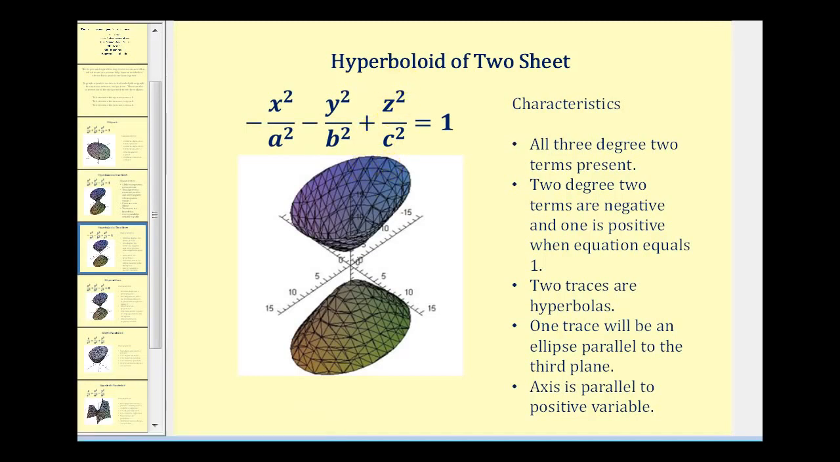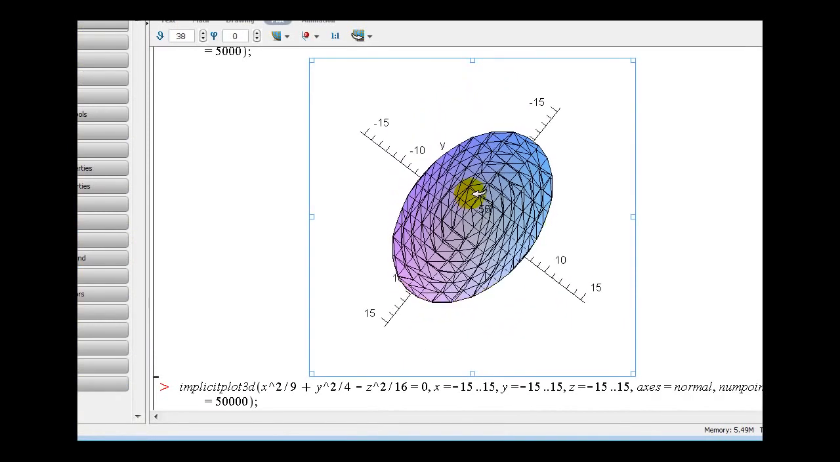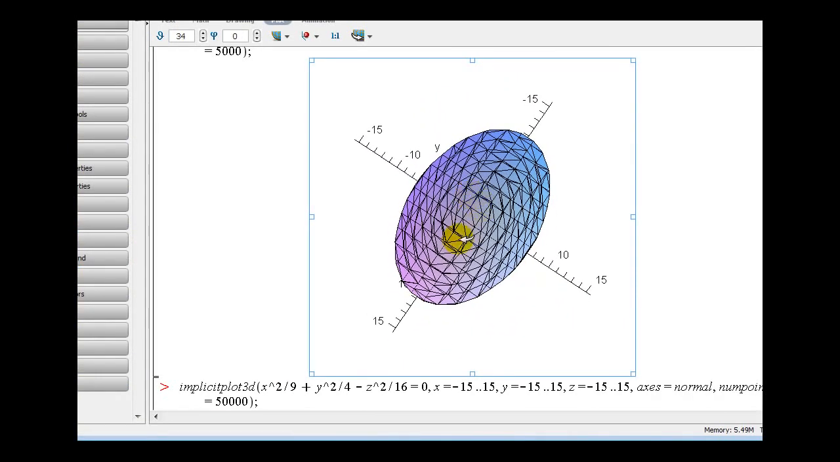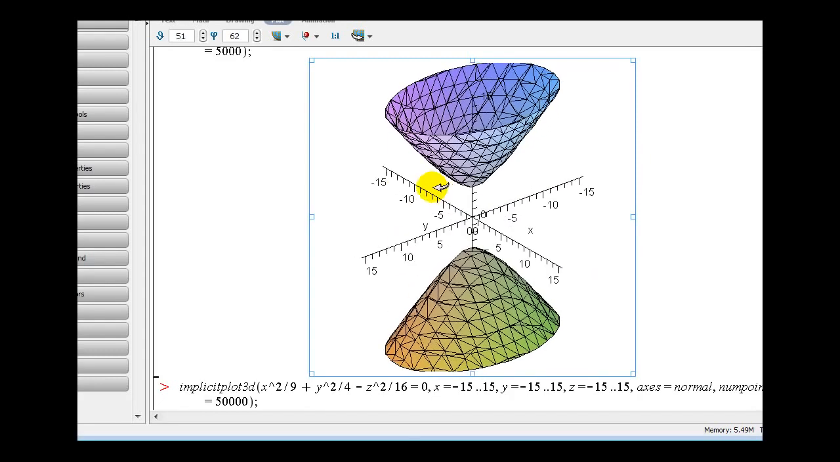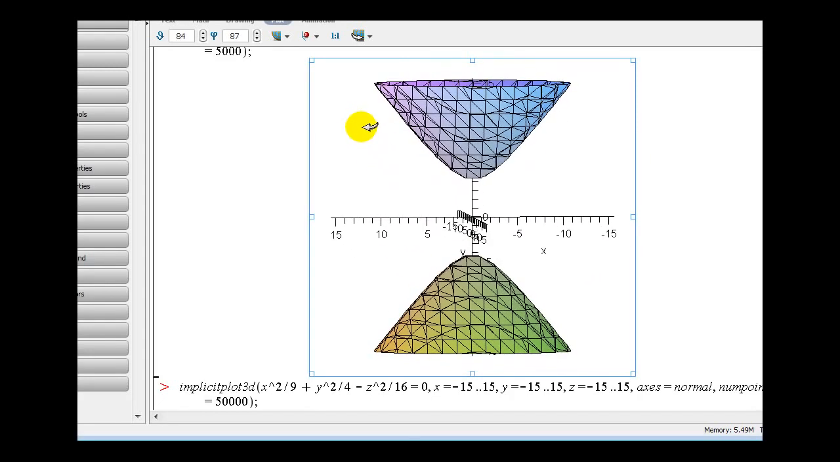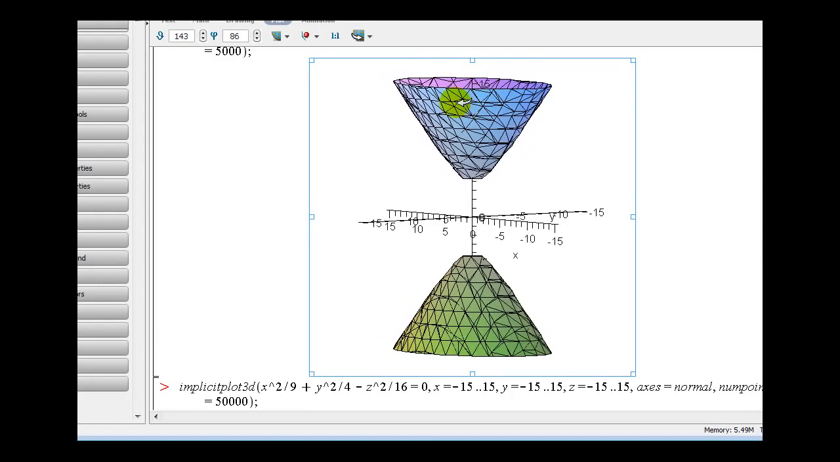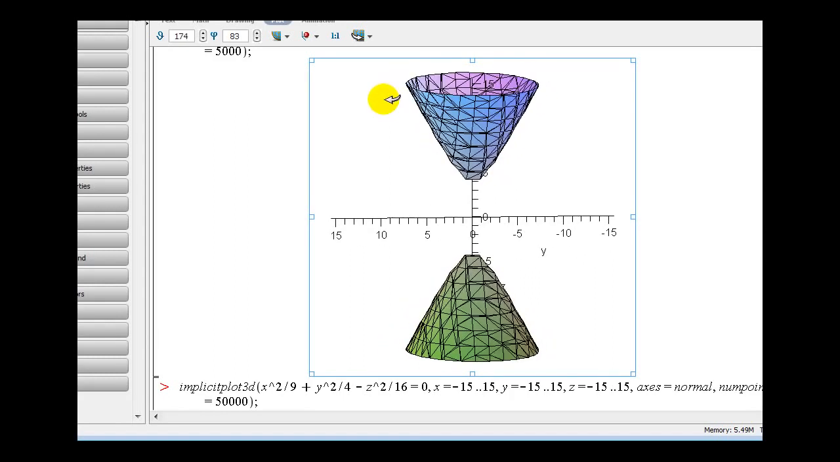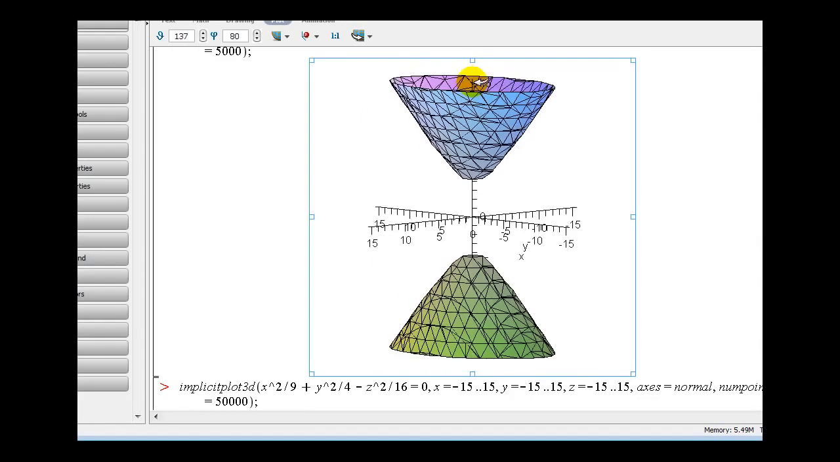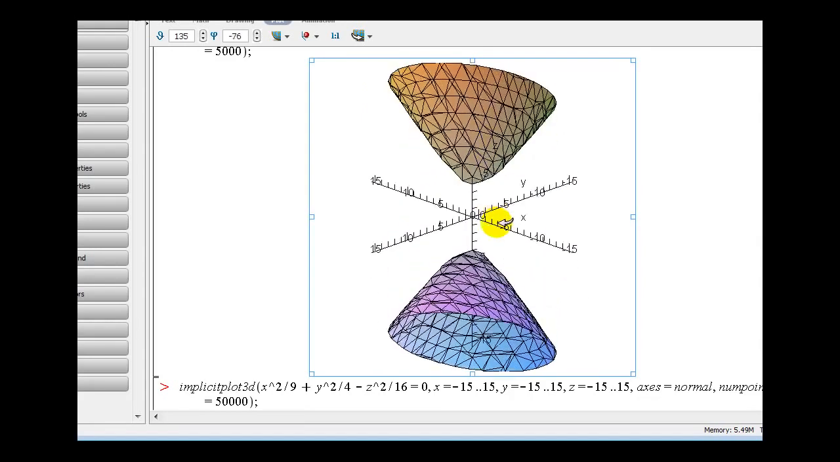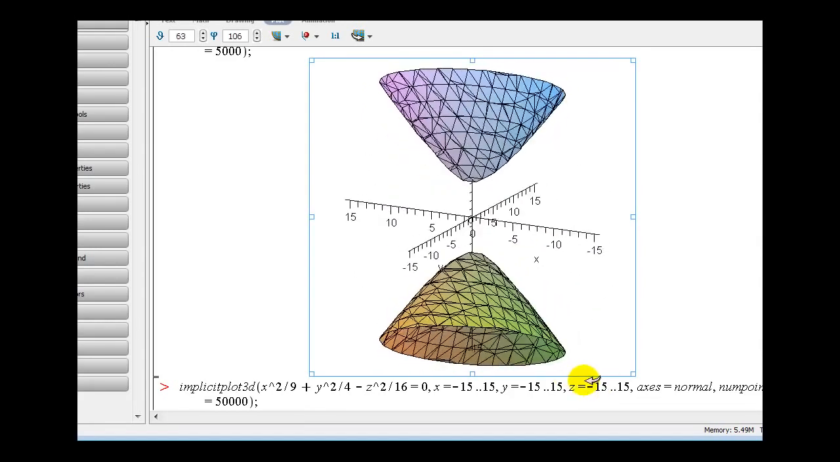Let's take a closer look. Here it is. Notice the xy trace. We're looking down on the xy plane, we see an ellipse. Looking at the xz trace in this direction here, we see the hyperbola, as well as in the yz trace, as we see here. This is the hyperboloid of 2 sheets.